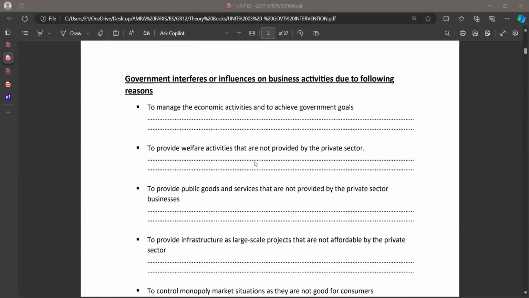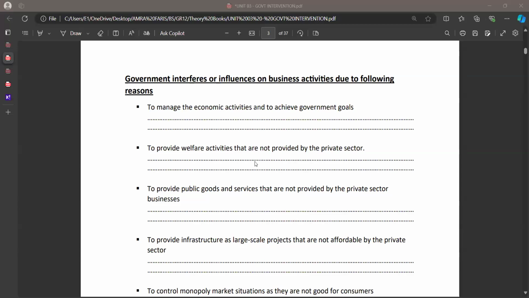Okay. Government interferes or influences business activities due to the following reasons. Why do they interfere? Why do they actually do this? One reason is to manage the economic activities and to achieve government goals. Now, as I told you, government has goals. In the first part of the class itself, we studied that government has economic goals, right? So they want to achieve it. So in order to achieve that, they need private sector assistance.